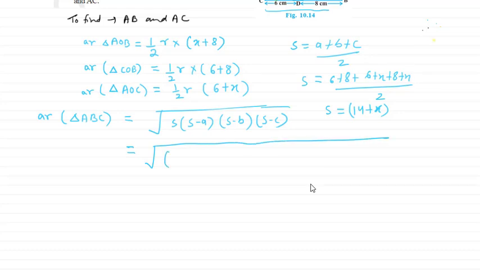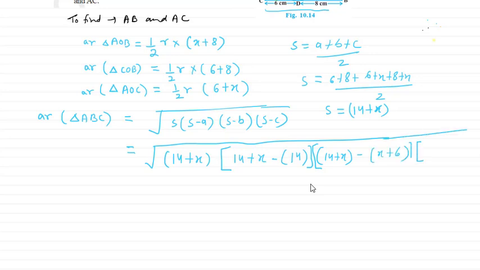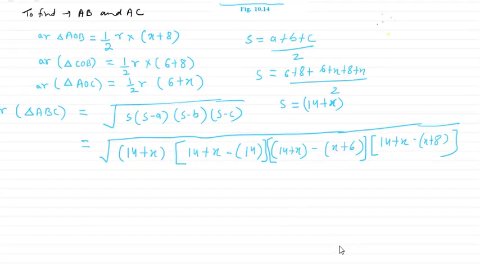In the place of S I am putting the value of S, that is 14 plus x. Here S is 14 plus x minus the value of A, where the side is 6 plus 8, so I am writing 14. Close it. Here the next side, we have 14 plus x minus the other side, x plus 6, and then close it. Here 14 plus x, and the other side is x plus 8. So now you can solve it.